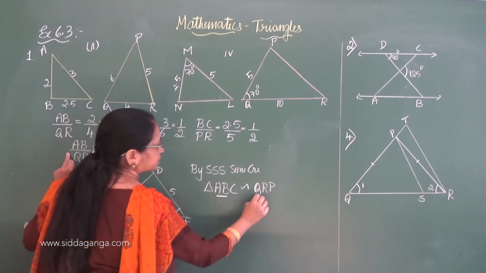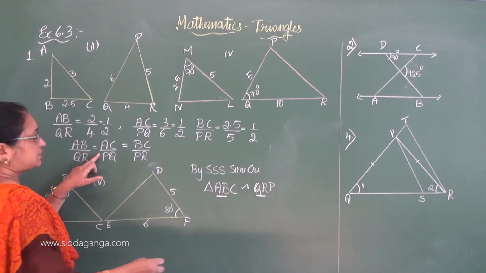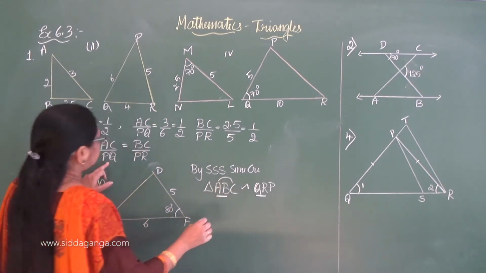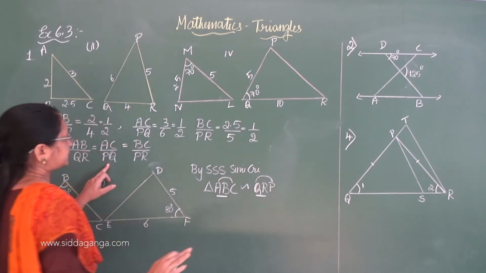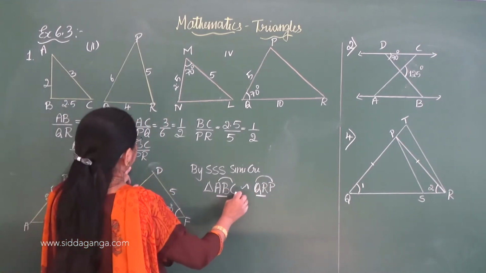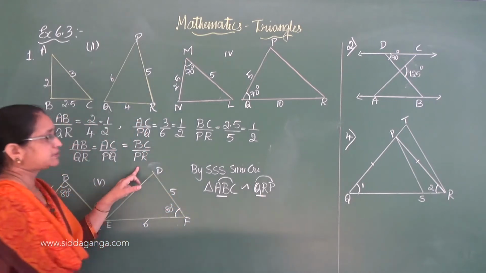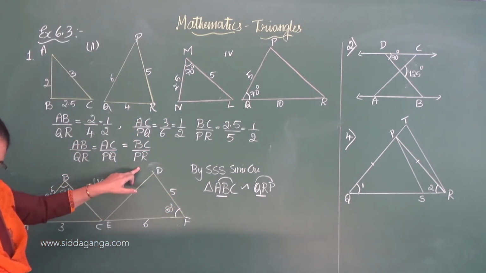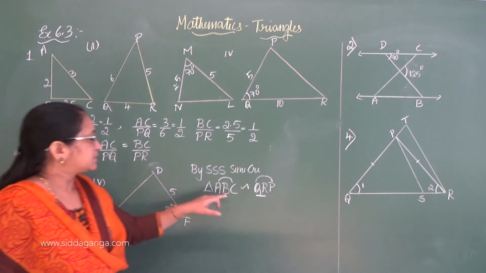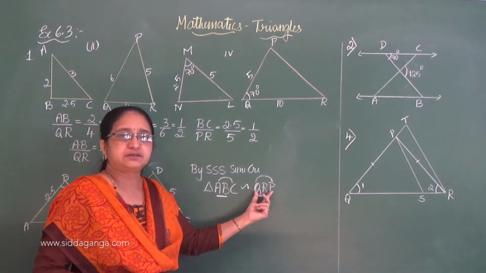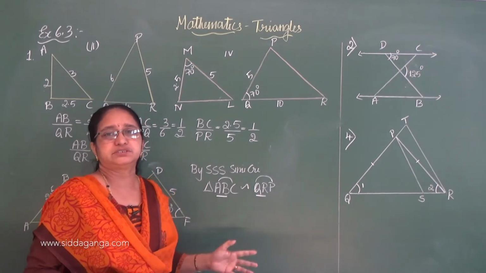See, AB by QR is equal to AC by PQ. AC by PQ, it can be on either side, no problem. And BC by PR. Okay, you can write this like this. So you should not write PQR easily.